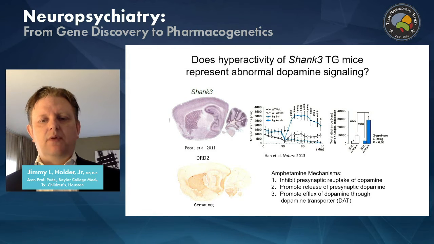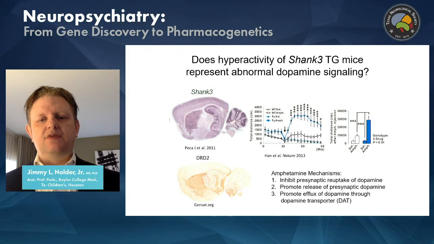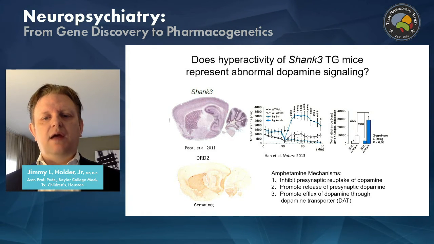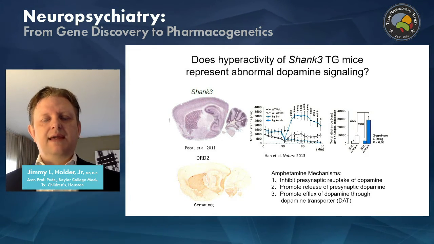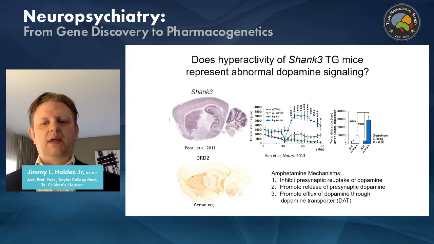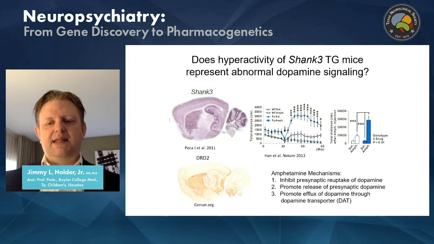The final reason we were interested in looking at the striatum is based on amphetamine's mechanism of action. So amphetamine is known to increase dopamine content within the synaptic cleft, and it does so through a variety of mechanisms, including inhibiting reuptake of dopamine, as well as promoting efflux of dopamine out of the presynaptic space.